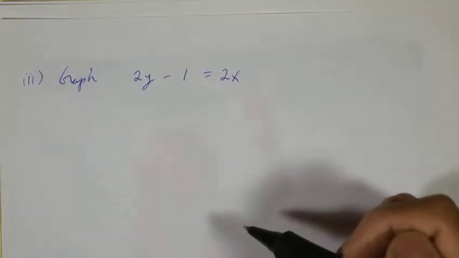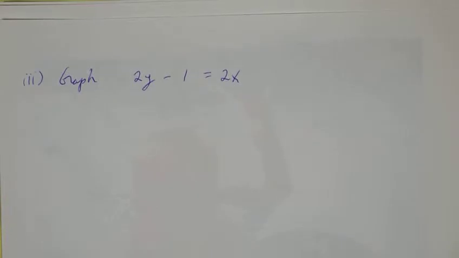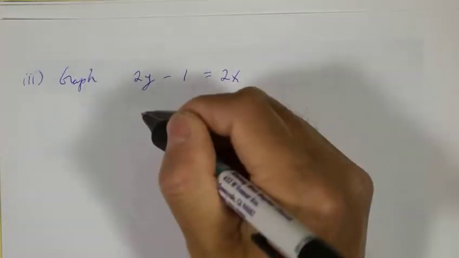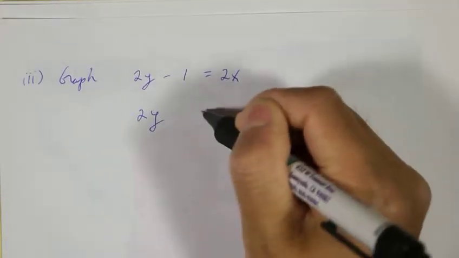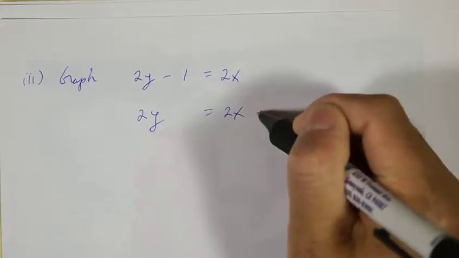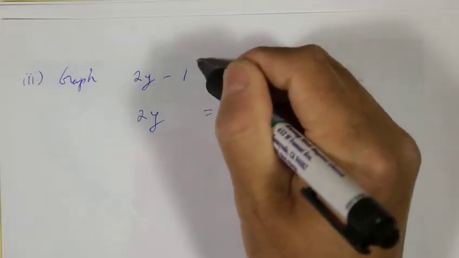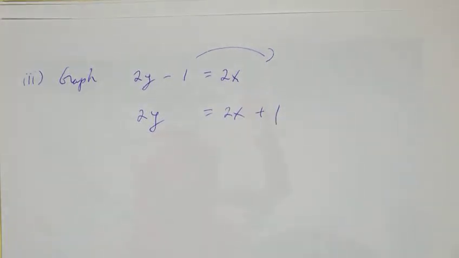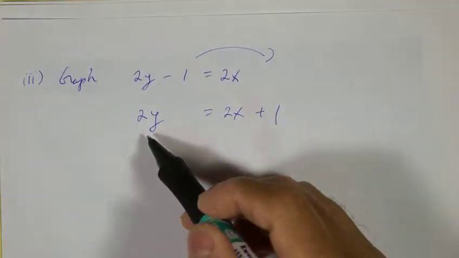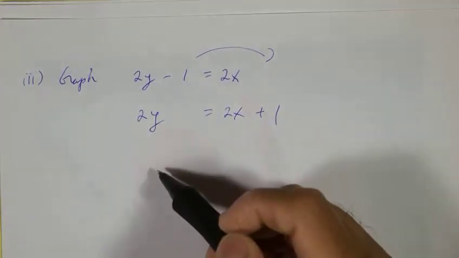So put it in the right format. Put it in the y equal to mx plus b form. So keep the 2y on the left hand side. So 2y equal to 2x plus 1. Bring the minus 1 over to the other side. It becomes positive.